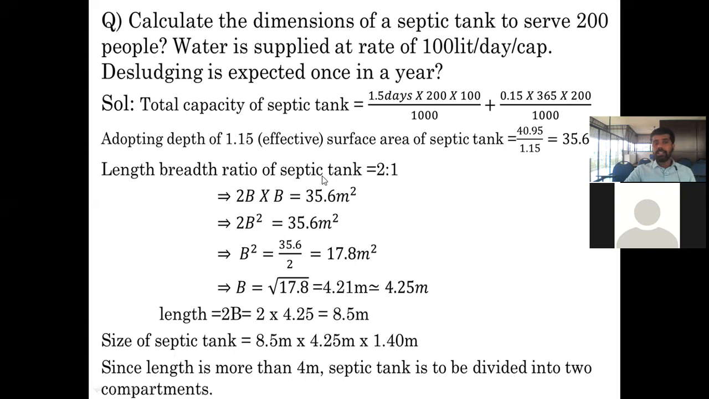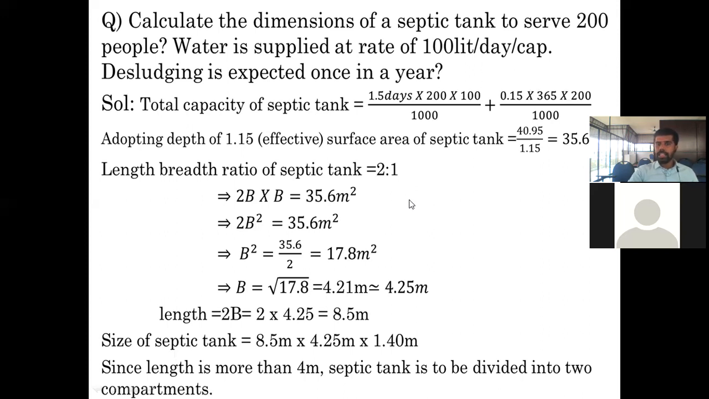So the length and the breadth of the septic tank are in the ratio 2:1. That you already know. So you can write length into breadth is equal to 35.6. Length into breadth is the area, the surface area. That surface area is 35.6. So you can write this length as 2 into breadth, correct? Because length is 2 times the breadth.